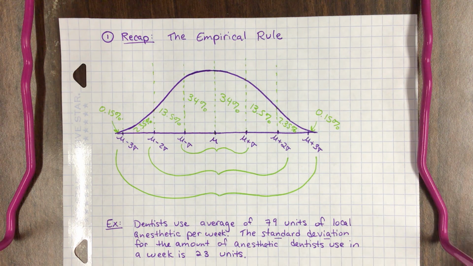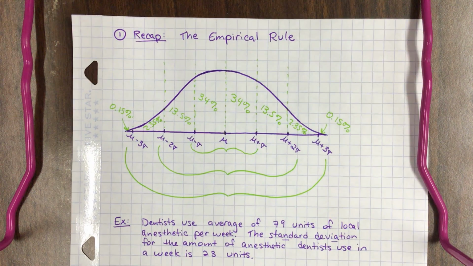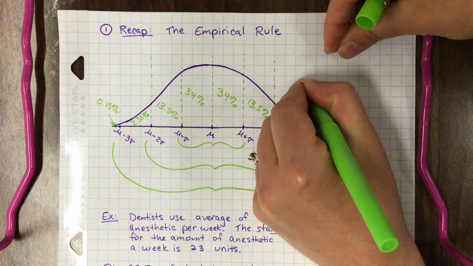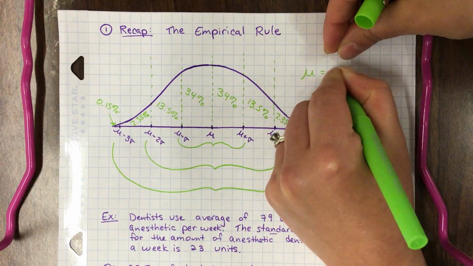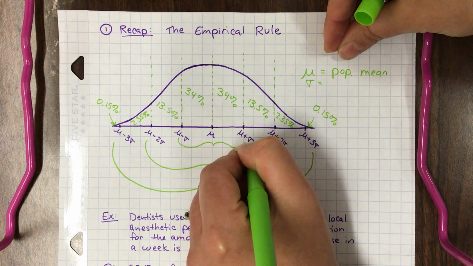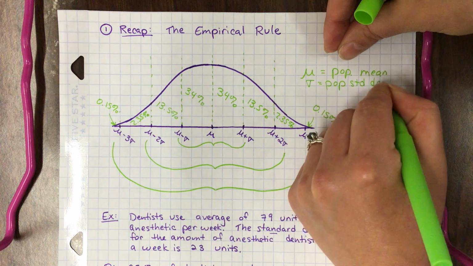The idea behind the empirical rule is that if we have a data set where the overall shape or distribution of the data is symmetric and mound-shaped, so kind of this classic bell curve distribution that I've sketched out here, and we know the mean, mu, of the data set. So I'm just going to remind you, the symbol mu is a population mean, and the symbol sigma is a population standard deviation.